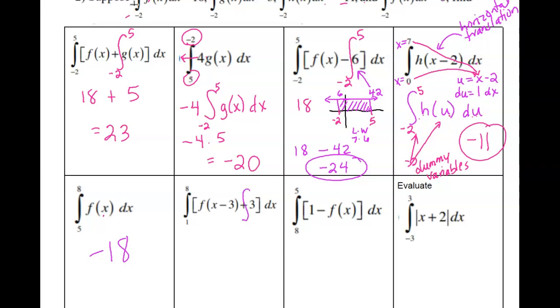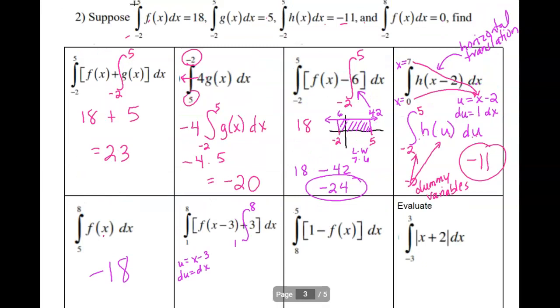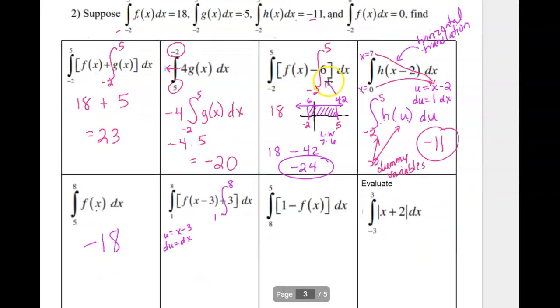So I'm going to integrate these separately. Notice my limits stay the same. And on this one is that transformation idea. So I'm going to do my change of variables. So I get, I'm going to make this smaller because there you go. I like to see both. I get f of u du. And then these are x limits. So if x is 1, 1 minus 3. And if x is 8, 8 minus 3.